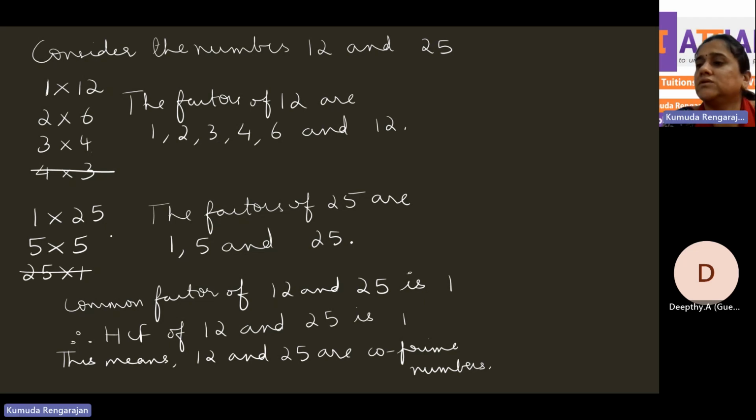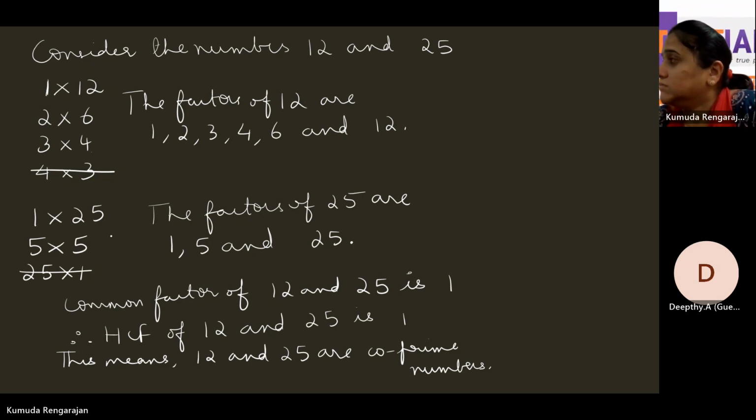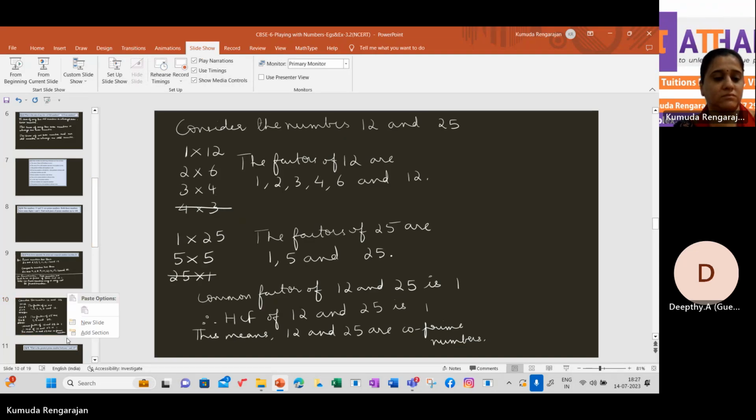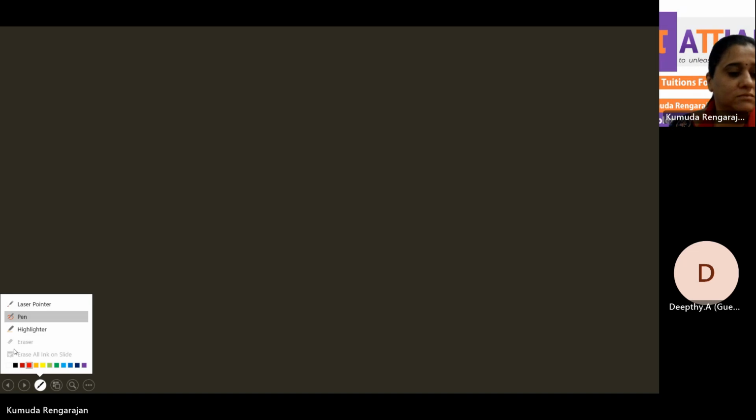Then writing children finished. Ma'am, I have written 12 and 25 are a pair of composite numbers which are co-prime numbers. Very good. Okay.